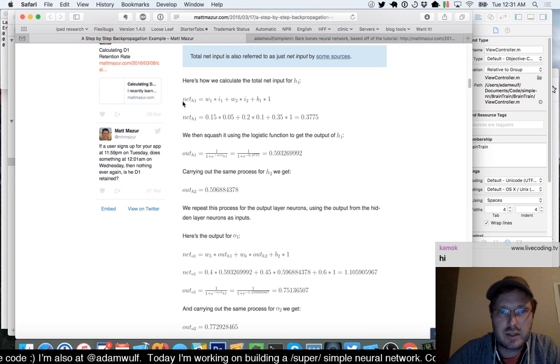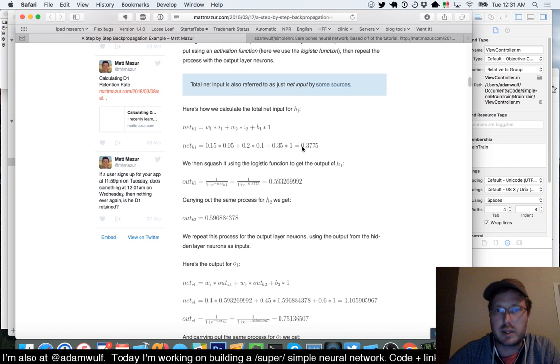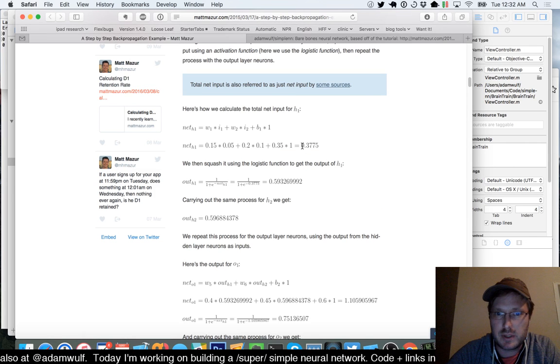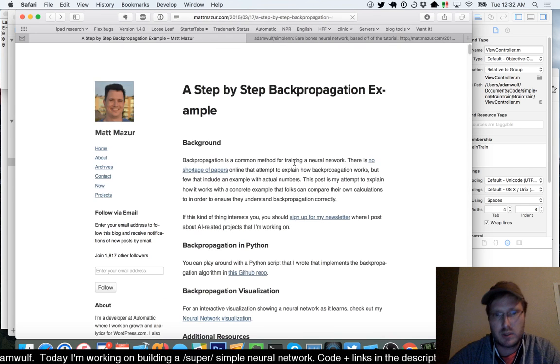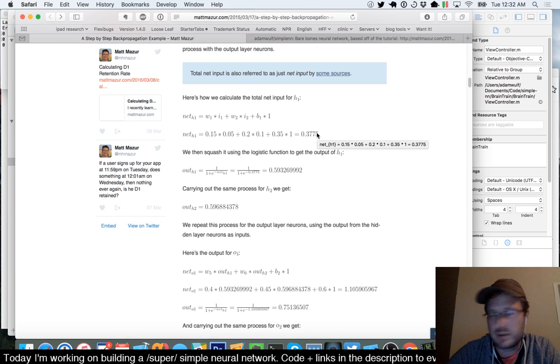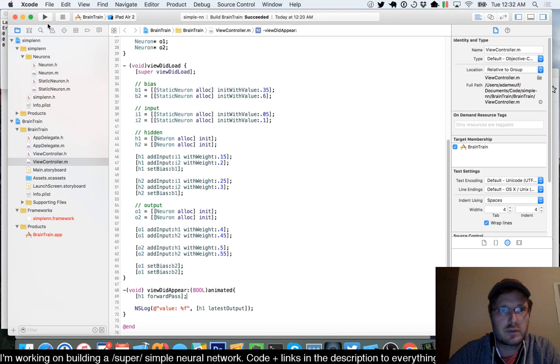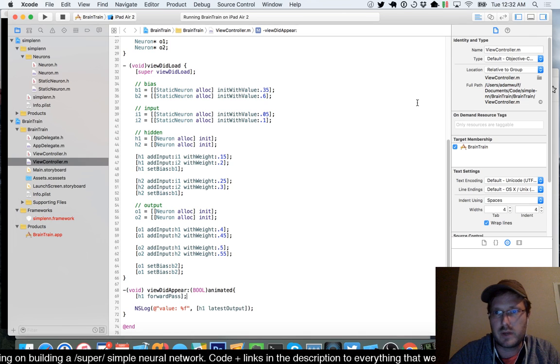So I've calculated this right here to get this output. Is that really an image? Yeah, man, that's ridiculous. But fair enough. So I've gotten 0.3775, and so we will run it on the simulator and verify that we are getting that.